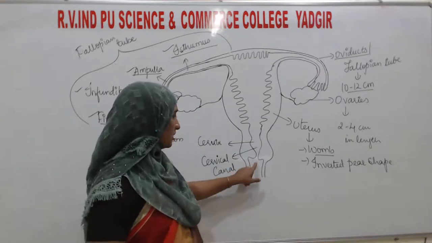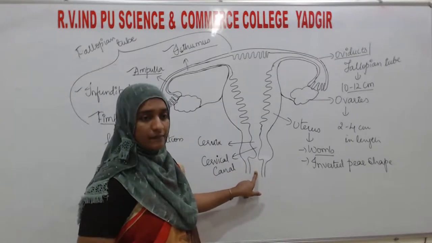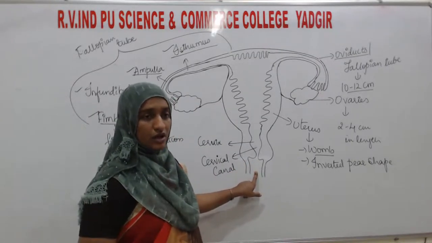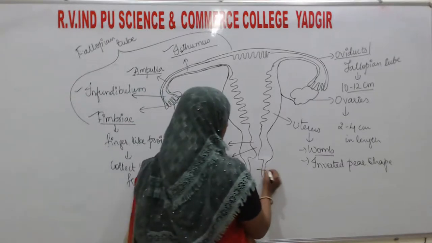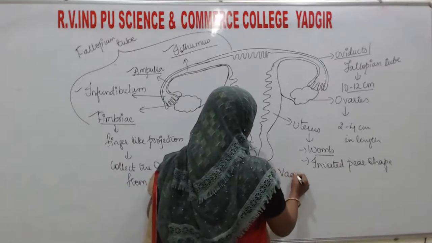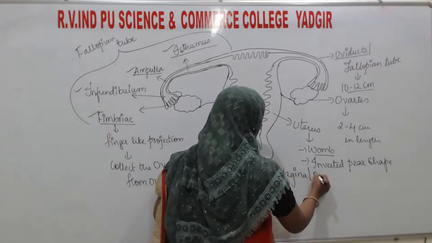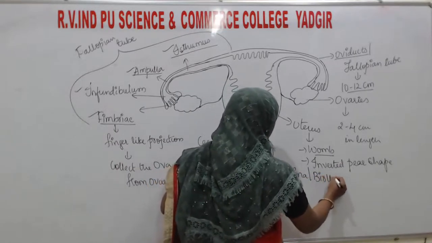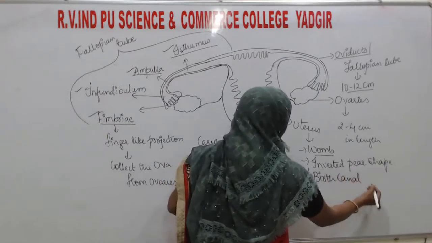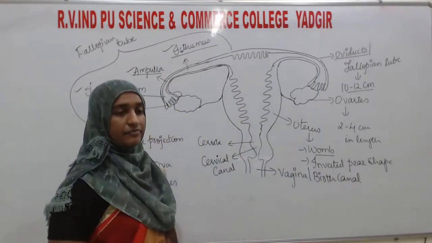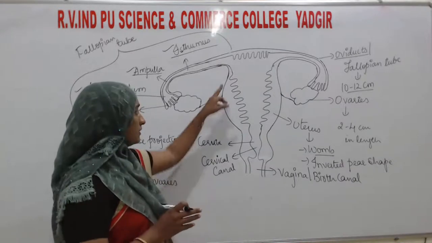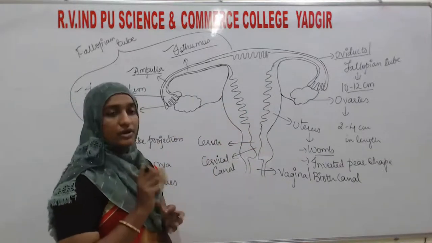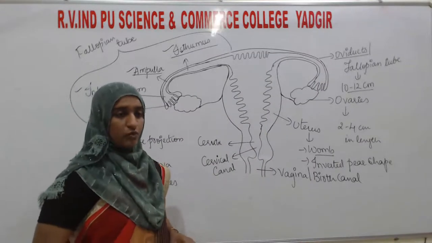At last, here, this is the vagina, or the birth canal, as we call it. Okay, this last part is known as the vagina, which is also known as the birth canal. And lastly, this uterus is made up of three walls. What are those walls? Let's see here.